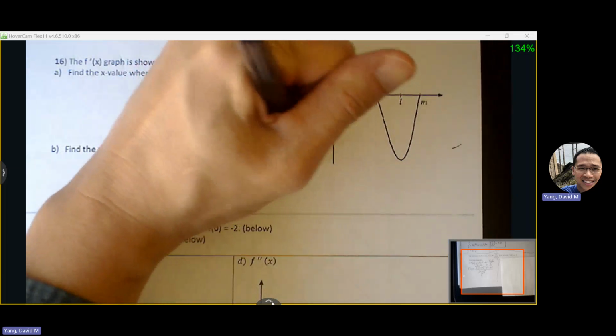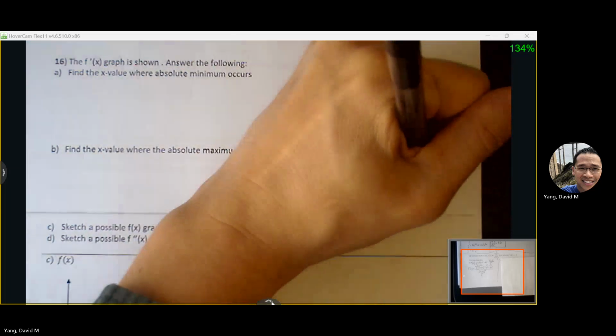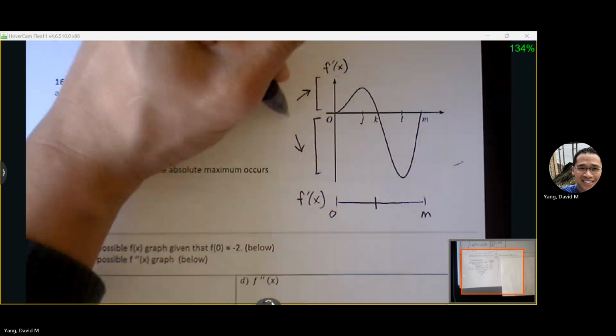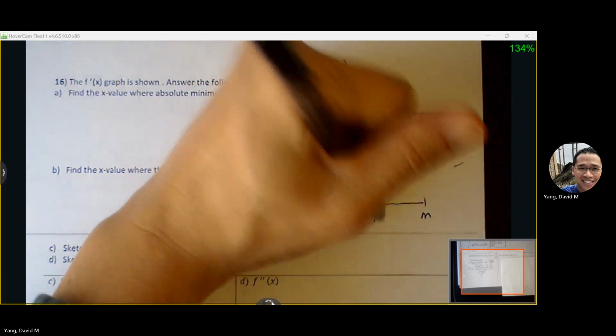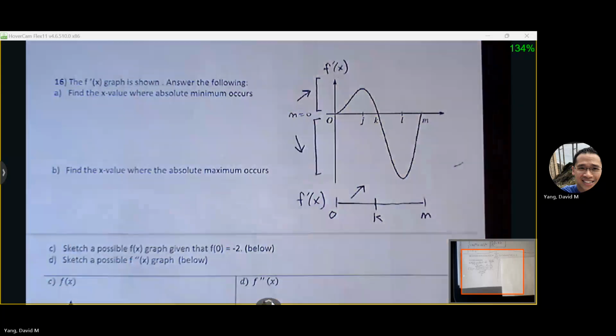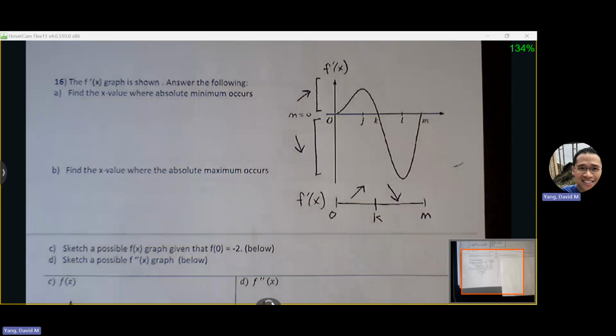So let me create my f prime sign line. What's my one critical point on my f prime sign line? Okay, yeah, when slope is 0. Between 0 and k, above the x-axis means positive slope. Between k and m, below the x-axis means negative slope. So my actual graph is going to do this. It's going to rise to some y value at x equals k, and it's going to fall after that.